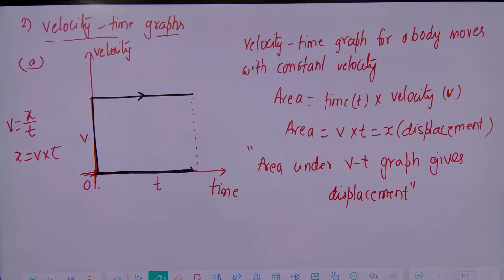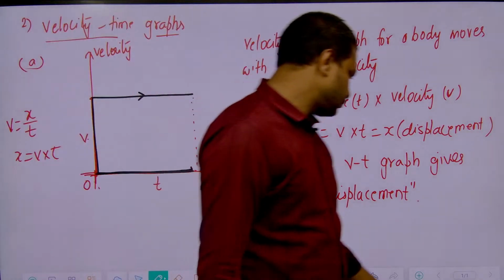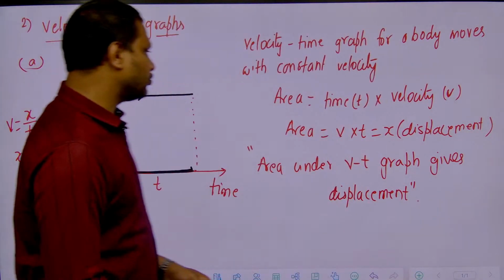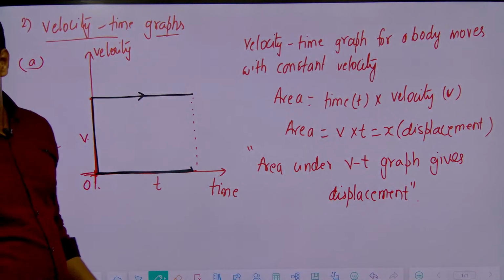So area under the VT graph gives displacement. Remember this. Is it done? Got it? Shall I move to the next point?